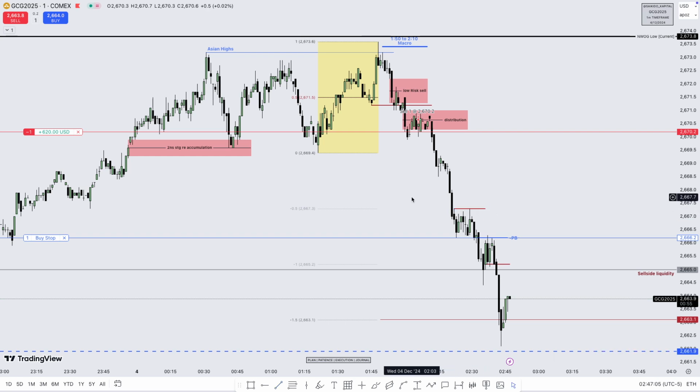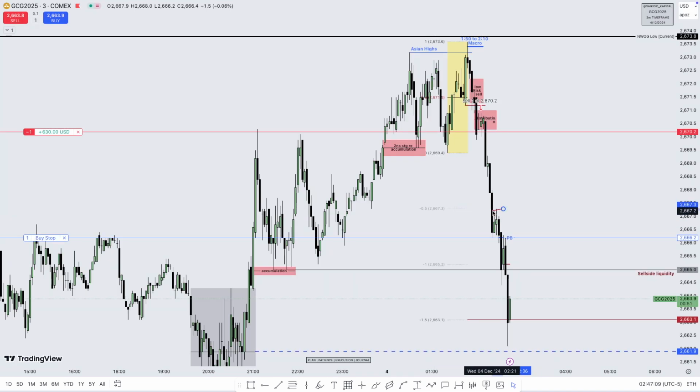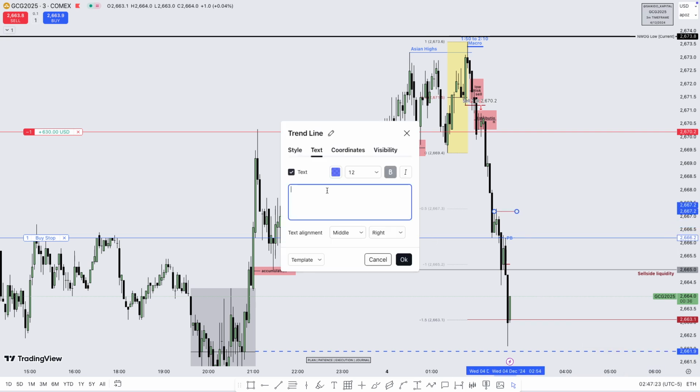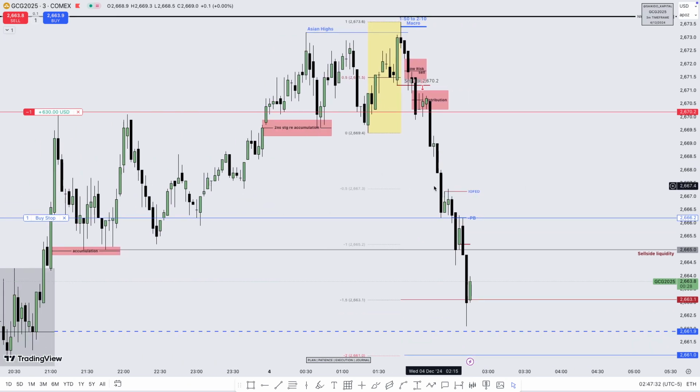Is it? Let's check 3 minutes. Yeah, there we go. An institutional order flow entry draw right there on 3 minutes. Institutional order flow entry draw is when the market partially enters the fair value gap. You see, we did not go all the way inside the fair value gap.